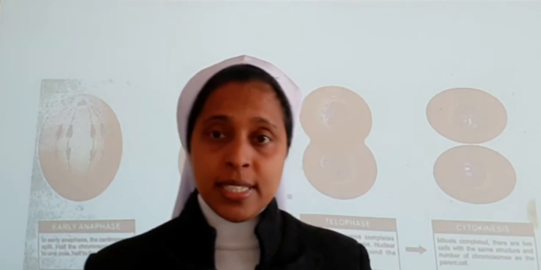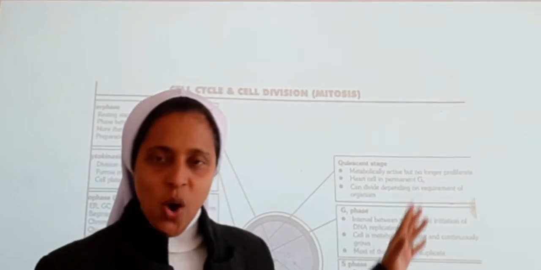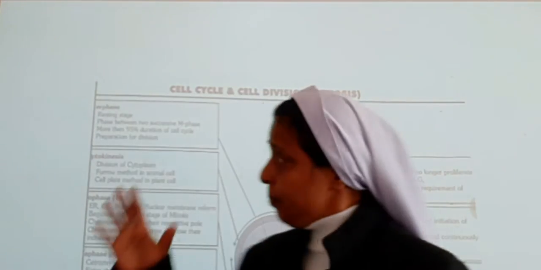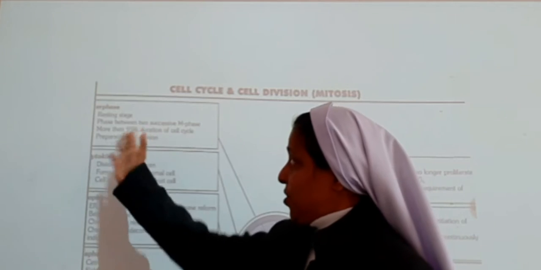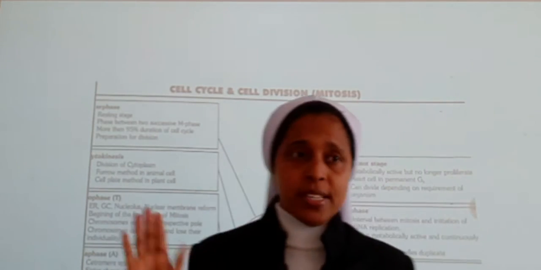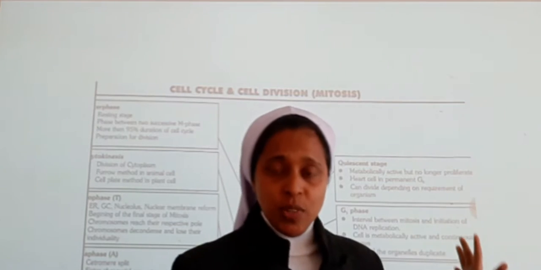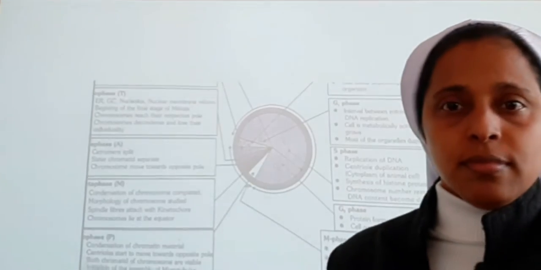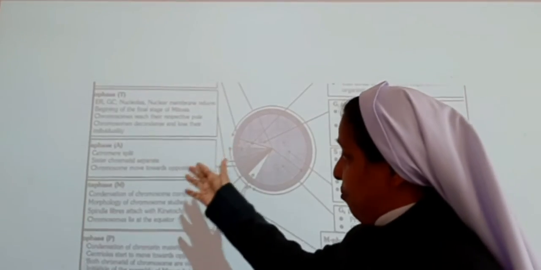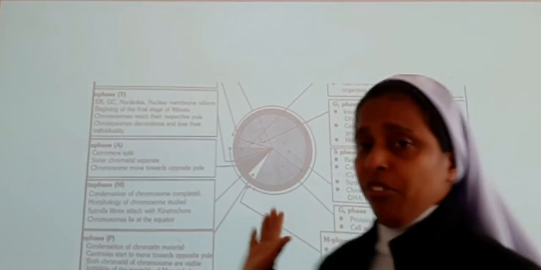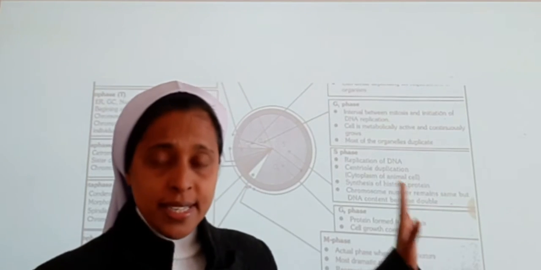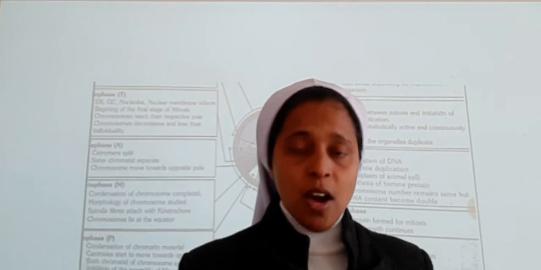Now let us move towards the further process. Here is the summary of what we have learned in the cell cycle and cell division. In the mitosis process, the various phases are interphase, cytokinesis, prophase, anaphase, telophase, as well as the quiescent stage, G1 phase, S phase, early prophase, and M phase. I have mentioned in this summary what is taking place in all these phases.